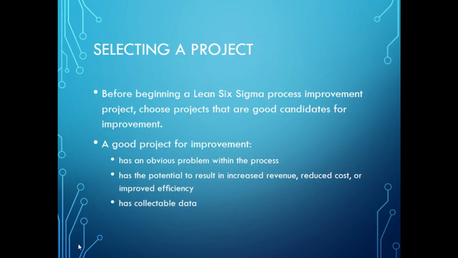So selecting a project. Before beginning a Lean Six Sigma process improvement project, you need to choose projects that are good candidates for improvement. A good project for improvement has an obvious problem within the process, has the potential to result in increased revenue, reduced cost or improved efficiency, and has collectible data, so you can easily measure improvements, if you like.